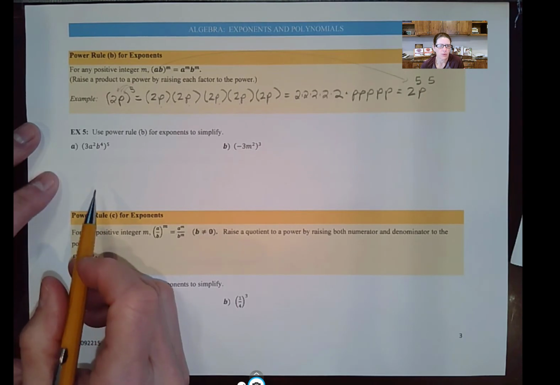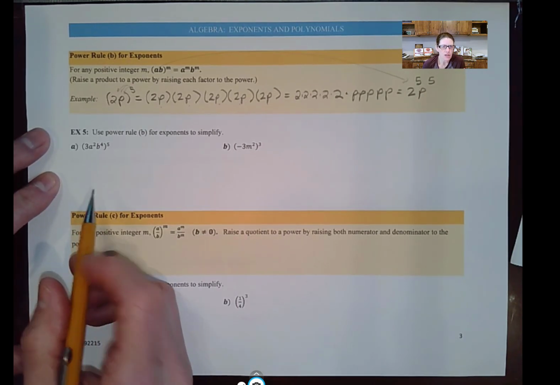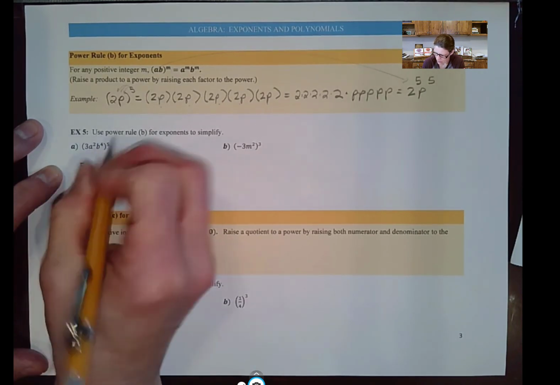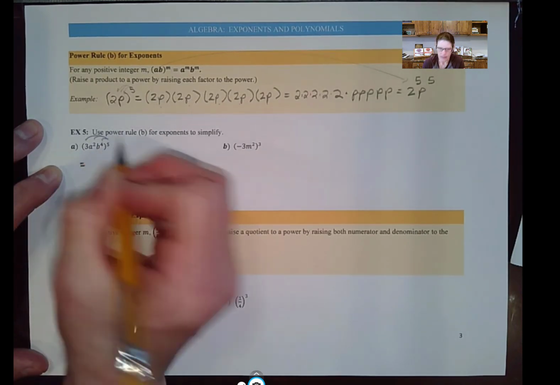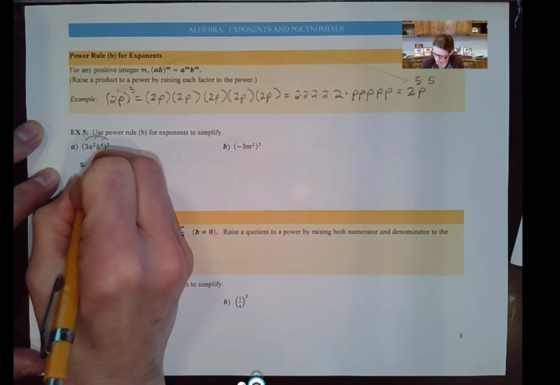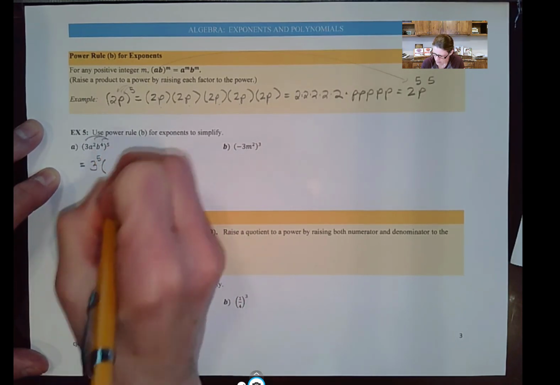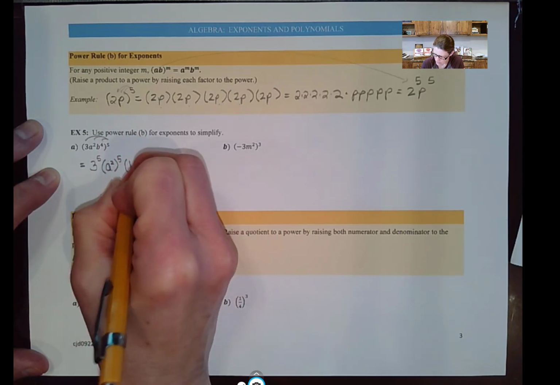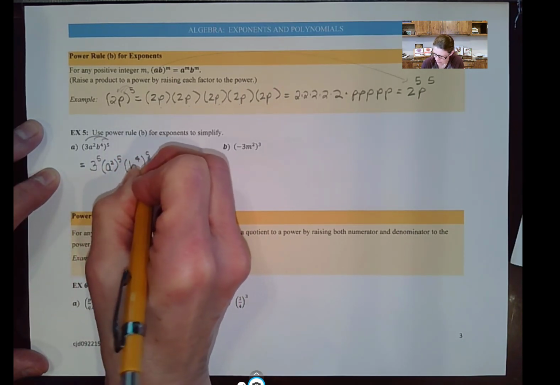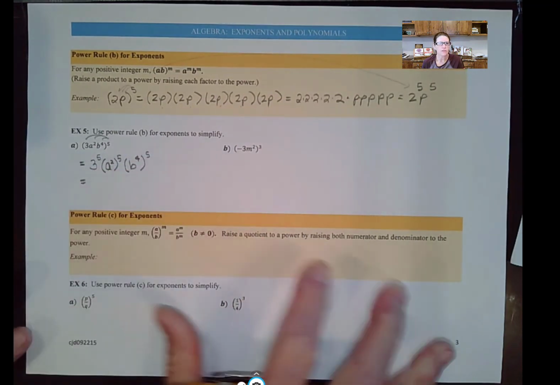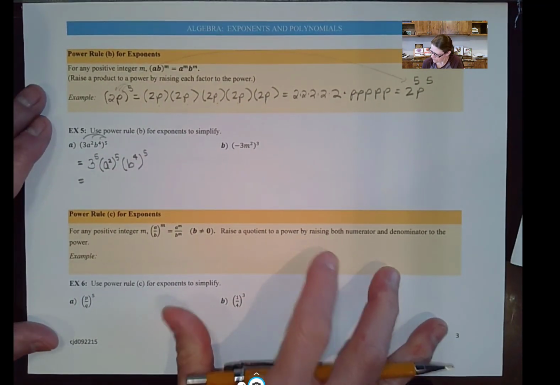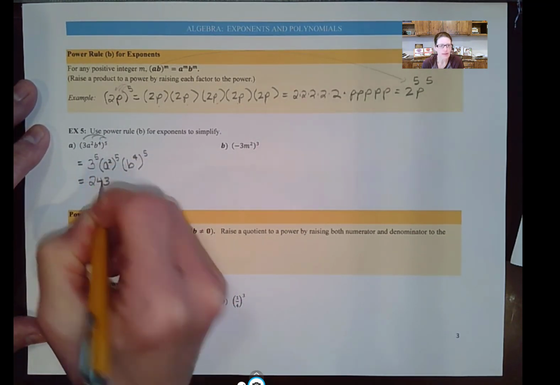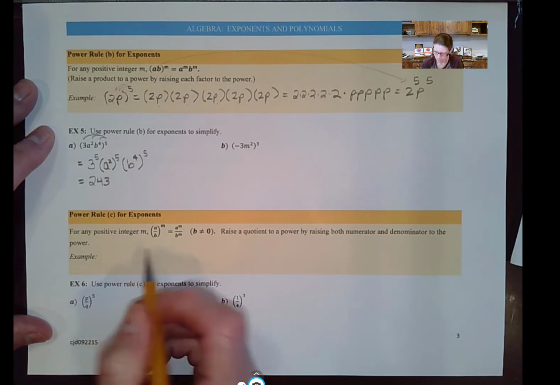Now let's practice this power rule. In example 5, use power rule B for exponents to simplify. Well, we're going to apply that exponent to each factor in here. So this becomes 3 to the 5th times a squared to the 5th times b to the 4th to the 5th power, right? So this is 3 to the 5th power, or we might say 243. I'm going to go ahead and evaluate that because it was pretty easy to evaluate.